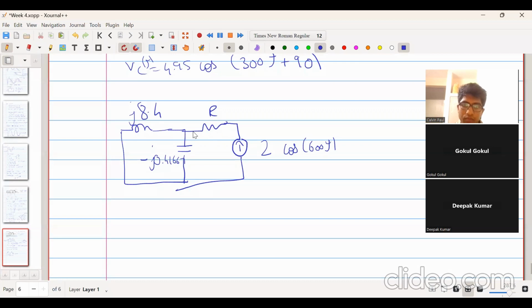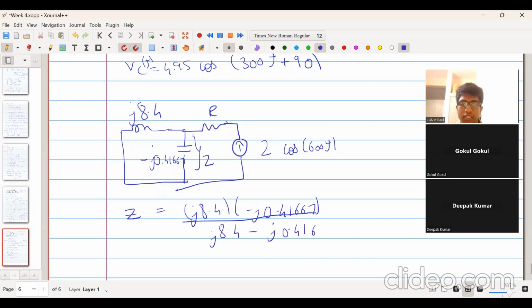Now we will find the effective impedance Z. The effective impedance is j 8.4 into minus j 0.41667 divided by j 8.4 minus j 0.41667. What is the value of this?